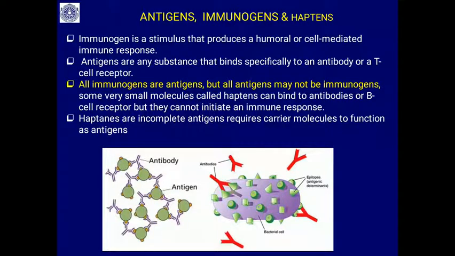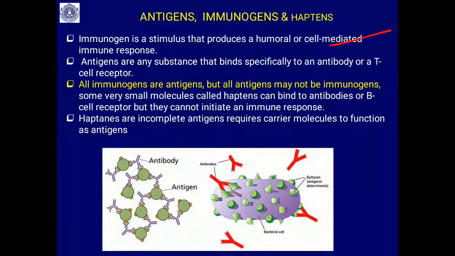So, antigens are immunogens. An immunogen is a stimulus that produces a humoral or cell mediated immune response. So, antigens are also called immunogens. They are able to evoke antibody production, the humoral immune response, or else the cell mediated immune response, that is the T cell mediated immune response.